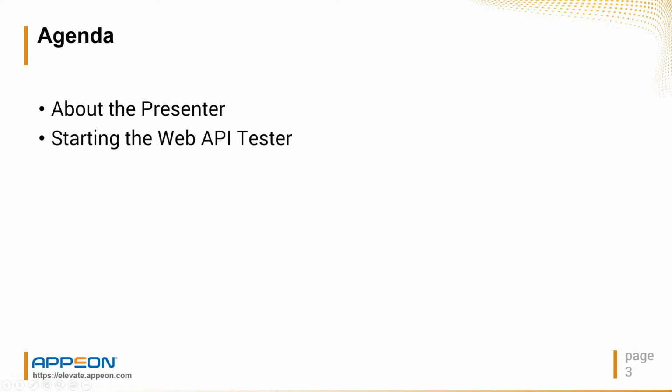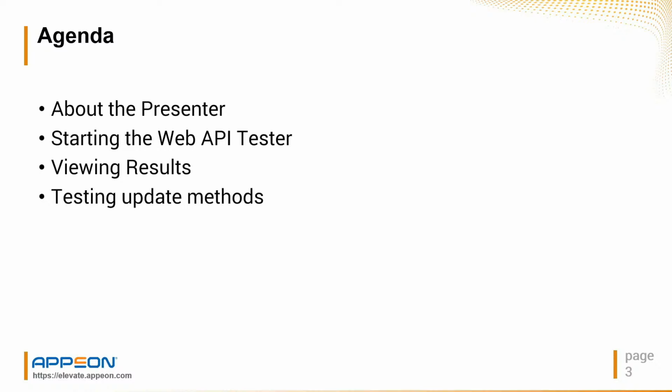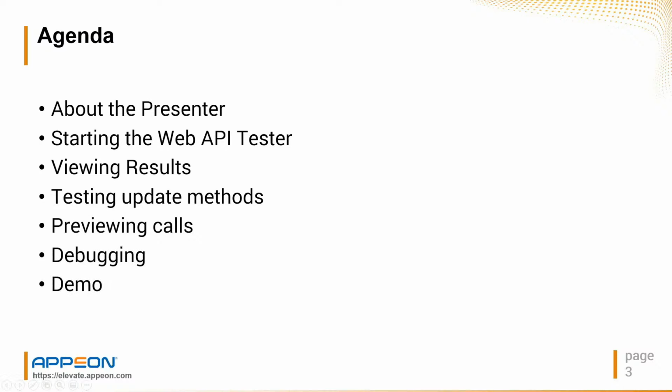Okay, let's go over the agenda. First, I'll just talk about myself for a little bit, just in case some people aren't familiar with who I am. Then we're going to look at how we start the Web API tester, how we view results from the API tester, how we can test update methods, how we can do previewing of calls to see what the data that will be passed to the call will look like. We can see how we can use the Web API tester to do debugging. And then I'll just go ahead and do a little live demo of it.